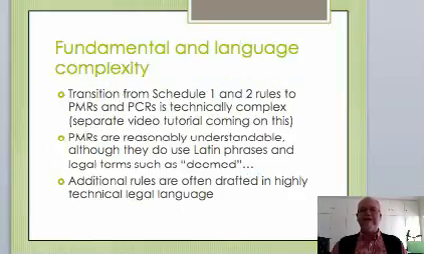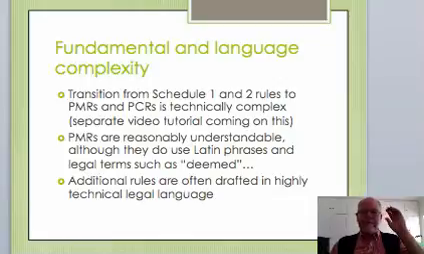There's a fundamental and a language complexity. The transition from Schedule 1 and 2 rules to prescribed management and conduct rules is a technically complex exercise, and I'm not going to go into that now. I'm going to do a separate video tutorial on this particular point. That'll probably be the next one. But the prescribed management rules are reasonably understandable. They're written in reasonably decent language, even though it's from the 60s and 70s. But it still uses Latin phrases and legal terms, which aren't common knowledge.